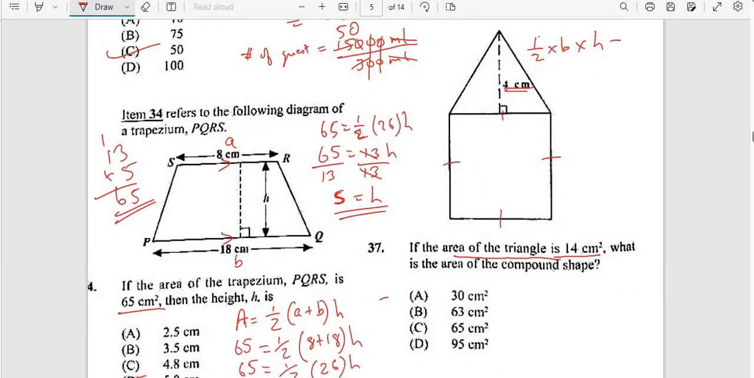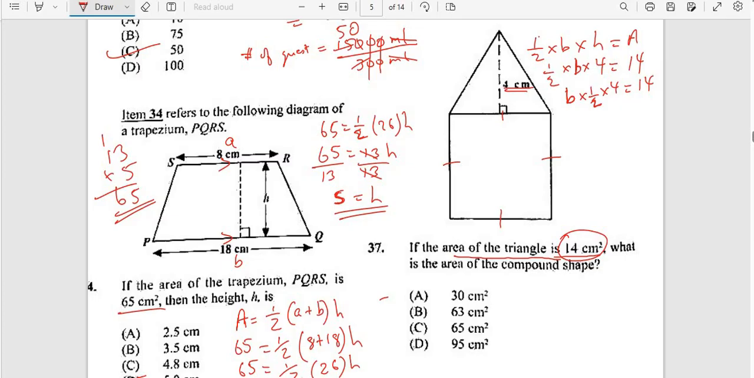Now half times base times height is the area of a triangle, and we know the height is 4. It gives us the area of the triangle, which in this case we're told is 14. Now let's rearrange this a little bit. Let's put the base first. Remember, the order in which you multiply doesn't matter, right? So we put the base first, then the half times 4, and put that equal to 14. I just rearranged the multiplication.